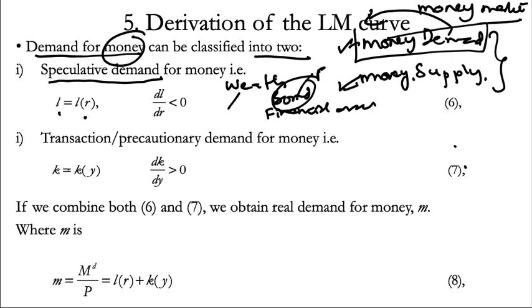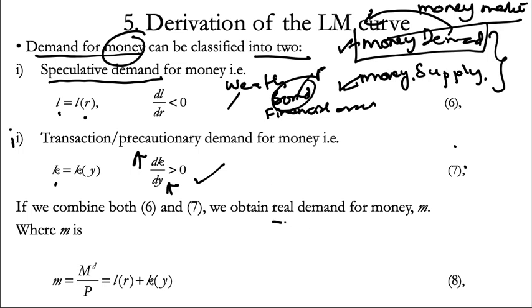So in this case, transaction or precautionary demand for money is denoted as small letter k, as a function of income. And the higher the income, the higher the demand for money for transaction. So it has a positive relationship. So when we combine both 1 and 2, this is a typo, yeah? When we combine both 1 and 2, then we get the total demand for money.